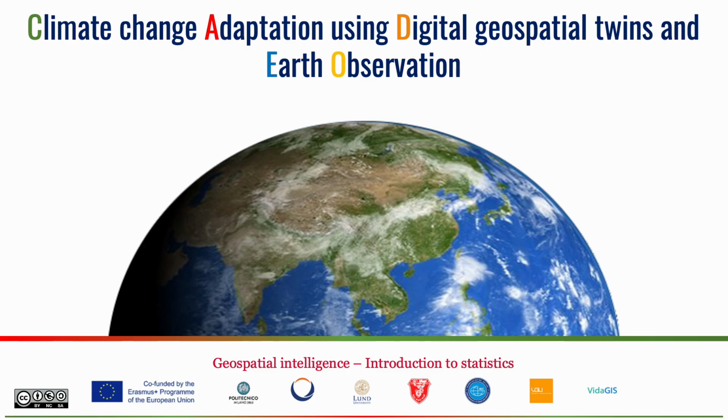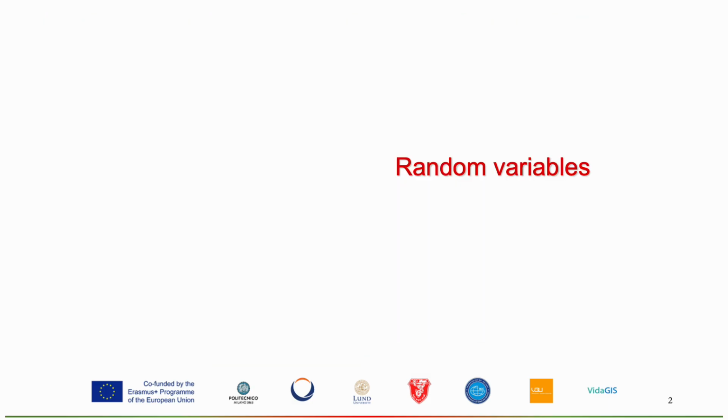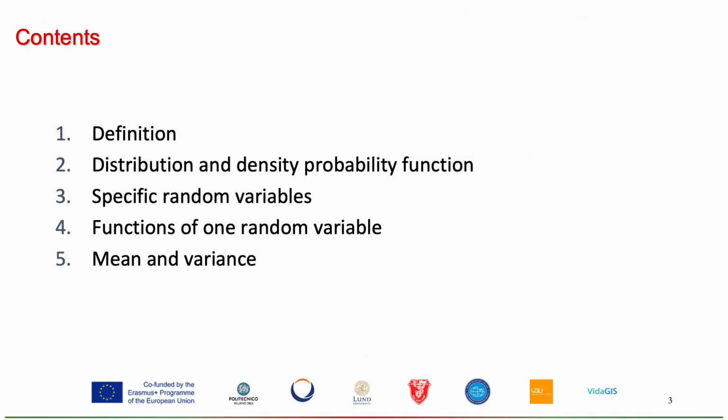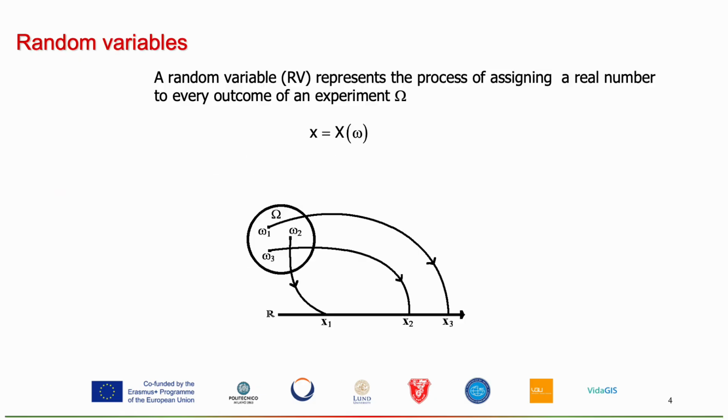This set of slides is relevant to the definition of random variables, both continuous and discrete, and their properties. So let's start with the definition of a random variable. A random variable, RV, represents the process of assigning a real number to every outcome of an experiment, capital Omega.